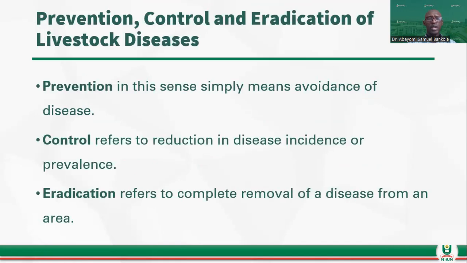So we'll go to the next aspect and probably the concluding part of today's class, and that is the prevention, control, and eradication of livestock diseases. So we want to see how we can control these diseases. So what do we mean by prevention? Let's start with that. Prevention, in this sense, simply means avoiding the disease. Then what do we mean by control? Control refers to reduction in the disease incidence or prevalence. And then eradication means the complete removal of a disease from an area, from a geographical area.